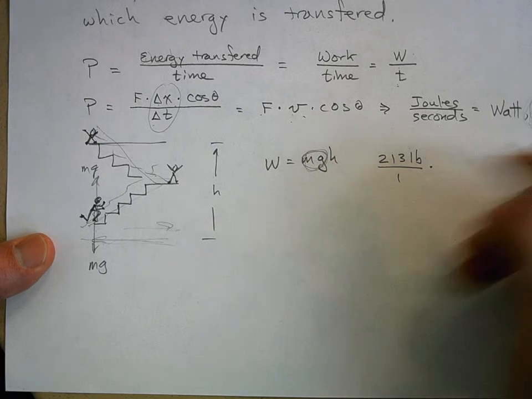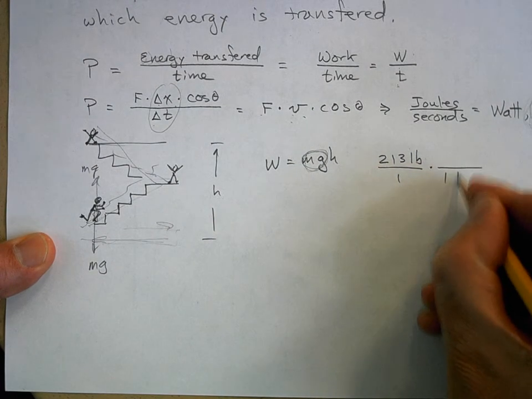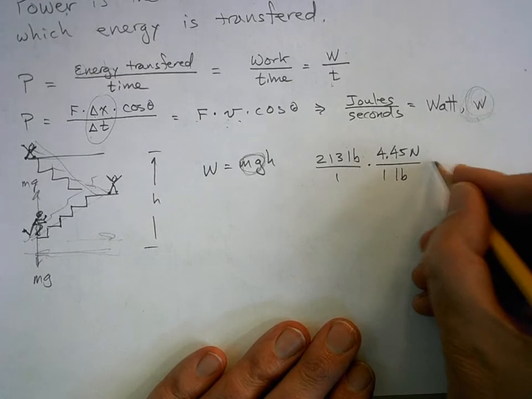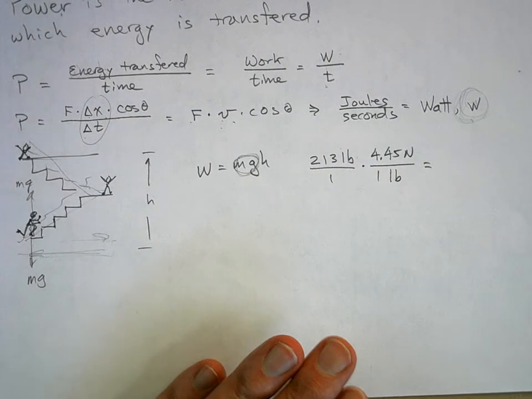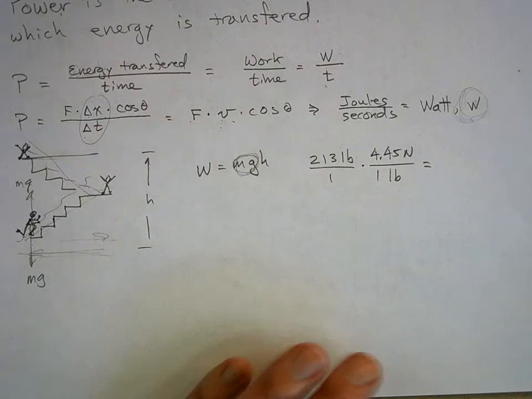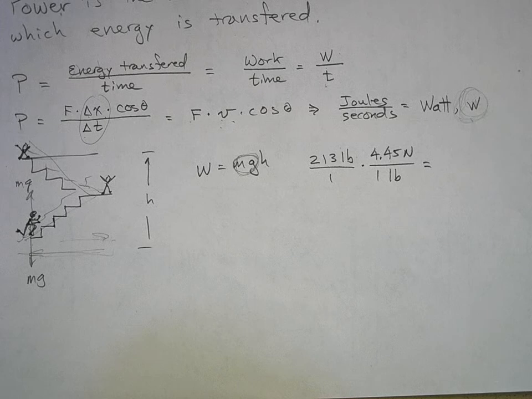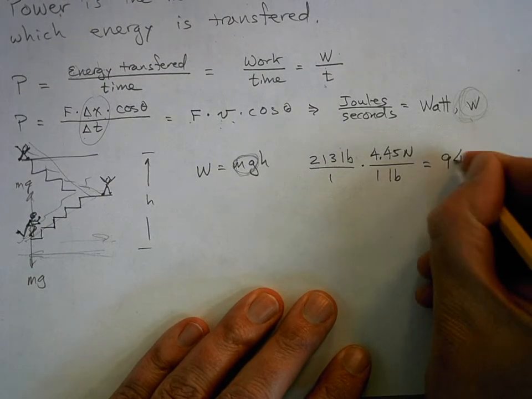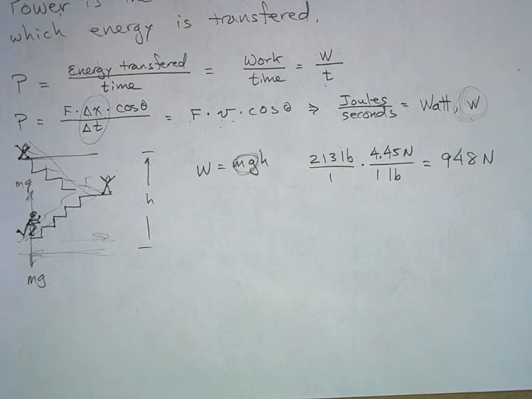So now, 1 pound is equal to 4.45 newtons. Follow along, but you can use your own weight instead of mine. If you weigh 140 pounds, put 140 there instead of 213. And then you multiply that by 4.45, times 213, and I get 948 newtons. That's how much I weigh in newtons right now.